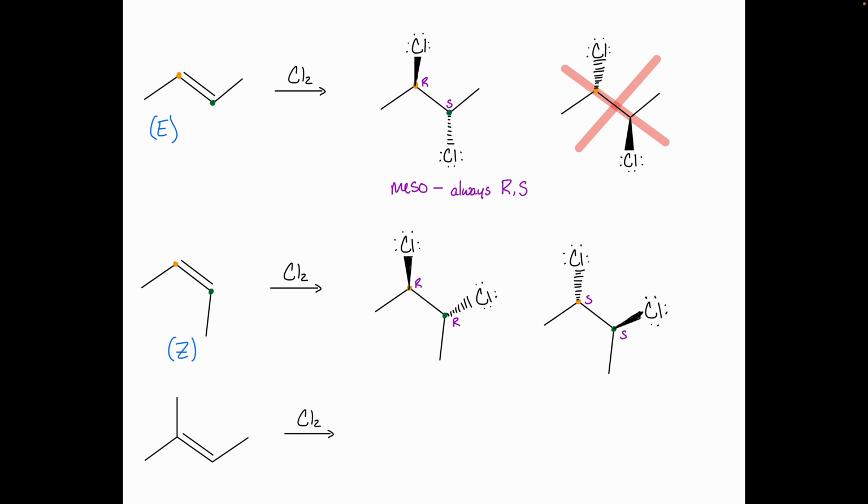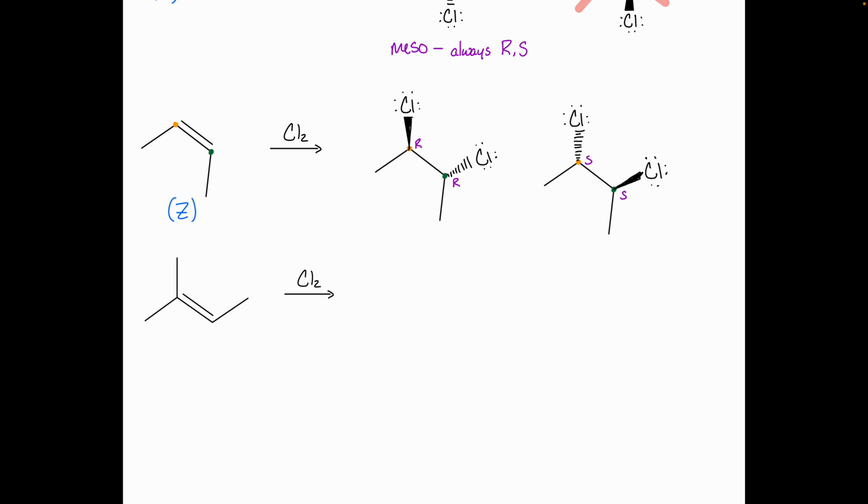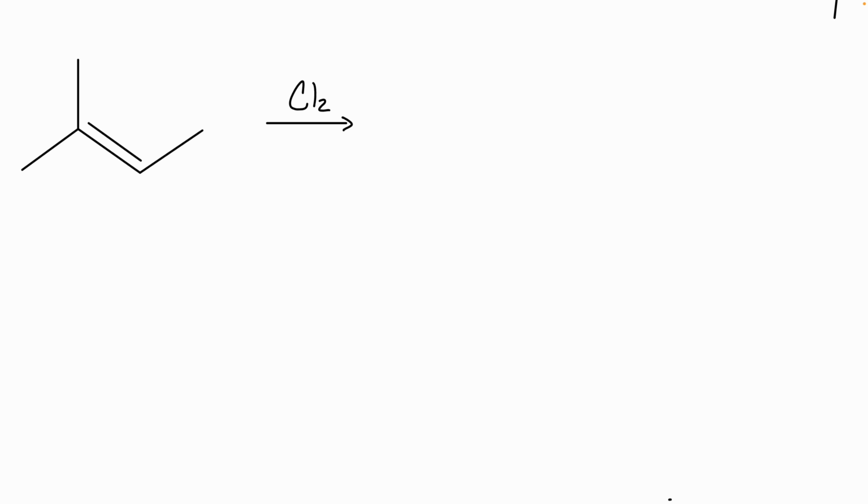For this one, I'd get marked some points off if I included both of them because I'd have drawn the same structure twice. I just need one because it's a meso compound. All right, and then let's do this one here.